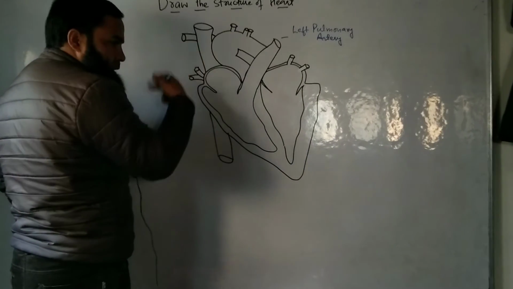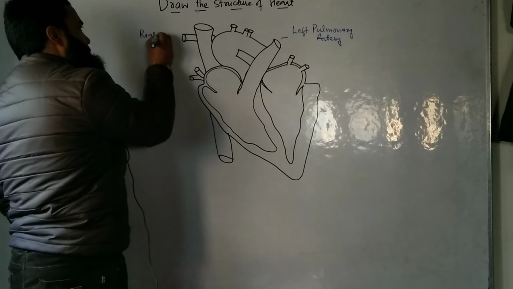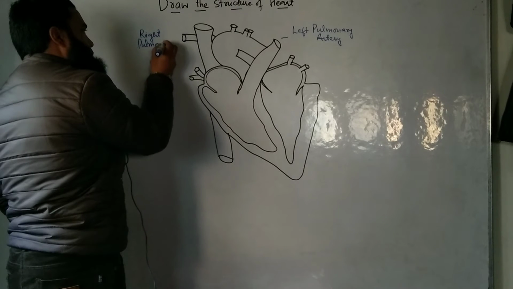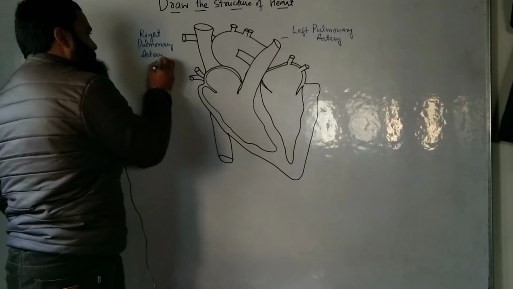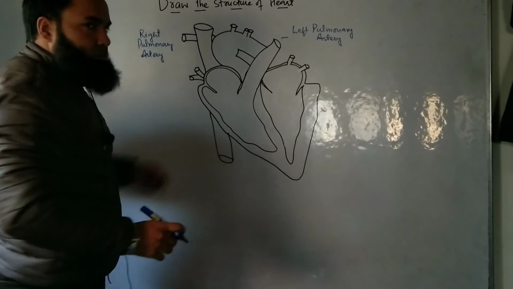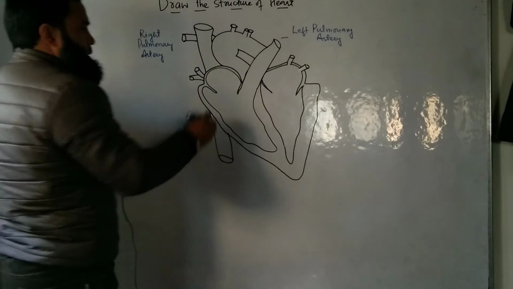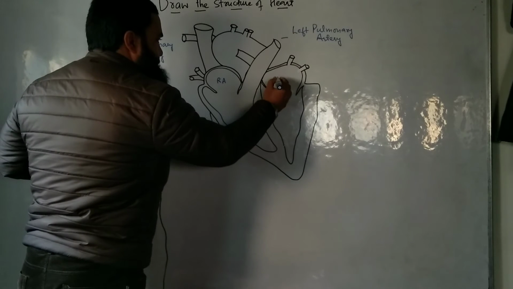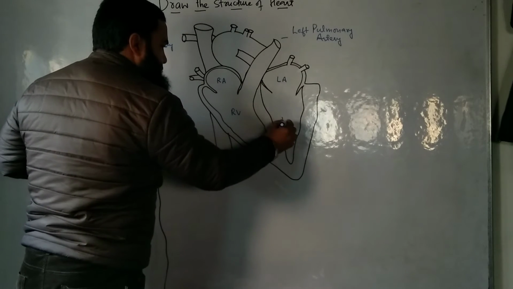Then on the other side, this is the right pulmonary artery. This supplies deoxygenated blood to the right lung. This is the right auricle. This is left auricle. This is right ventricle, left ventricle.